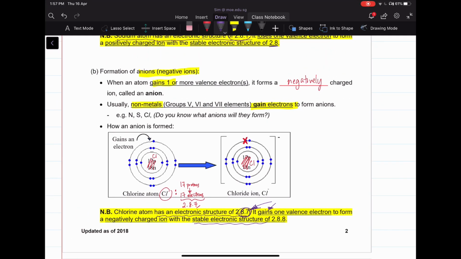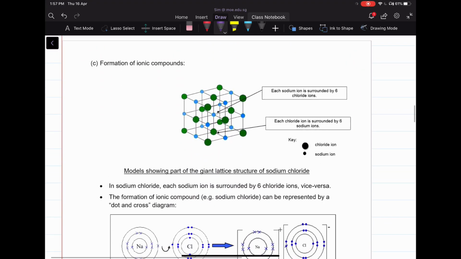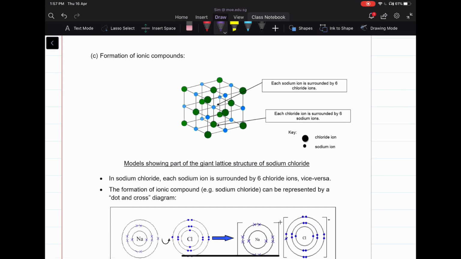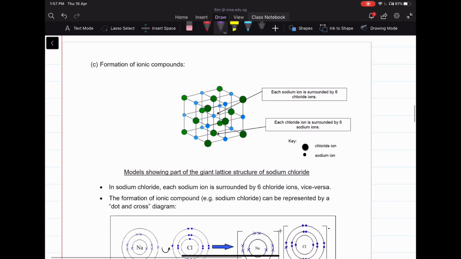So that's for the formation of these ions. Now, if you have something forming a cation and something forming an anion, together this entire set can form what I call an ionic compound. An ionic compound actually looks like this.